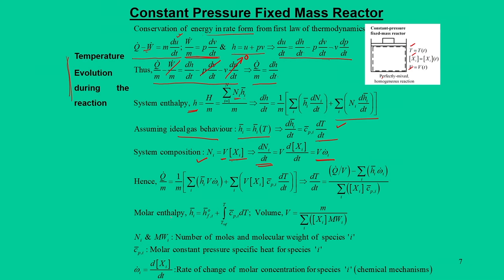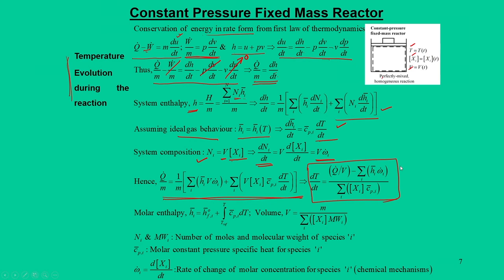Putting all these terms in this Q by m, which is dH by dt, in this dH by dt expression we have the Hi term, the dHi term, the Ni term, and the dNi by dt term. Putting all these things together, after simplifications we frame the expression for the rate of change of temperature with respect to time, which is a ratio in which the numerator is Q dot by V minus summation of Hi omega dot i, divided by summation over i of concentration Xi into Cpi.